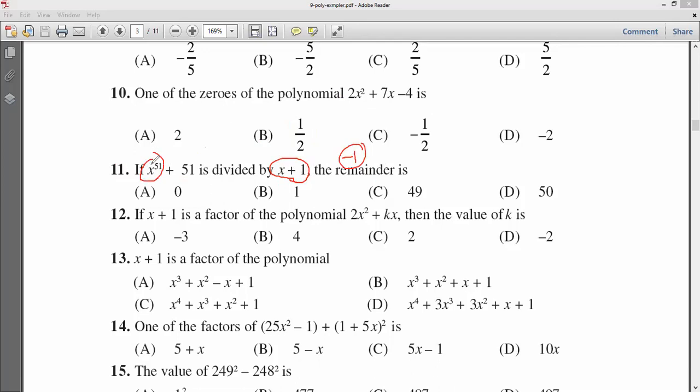What will you get? Your answer will be 50. The remainder is 50. Somebody is saying 0, somebody is saying 50. How 50? Minus 1 to the power 51 equals -1. So -1 plus odd power, and then -1 to the 51 minus 1 equals plus 50. So it is 50.